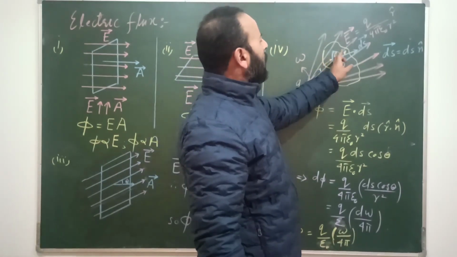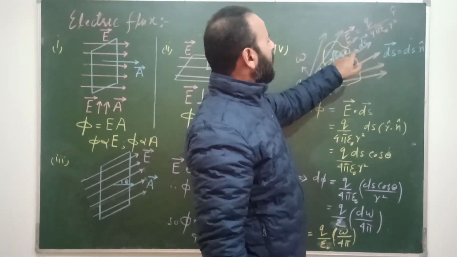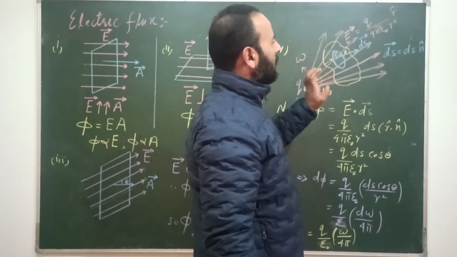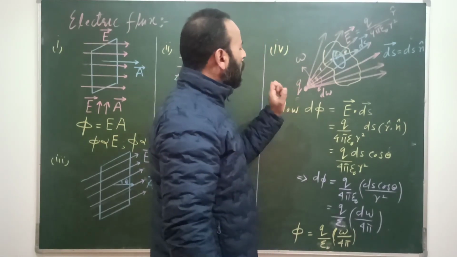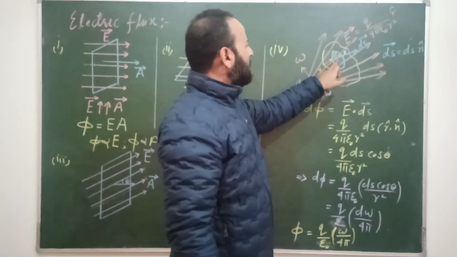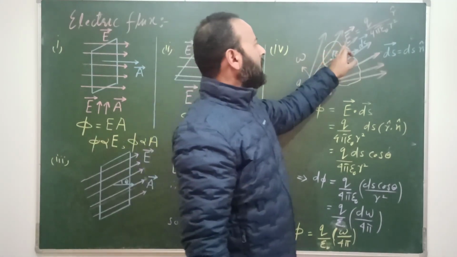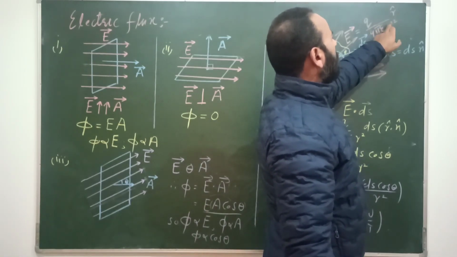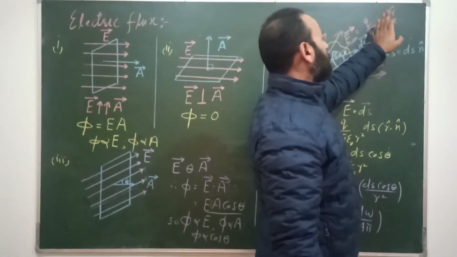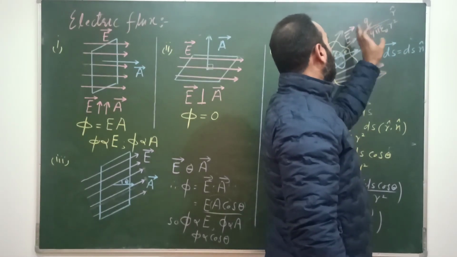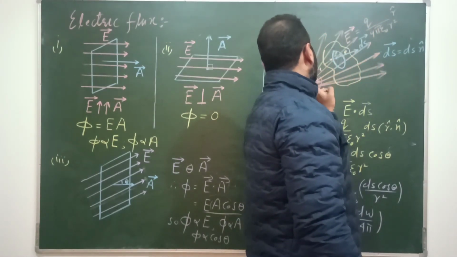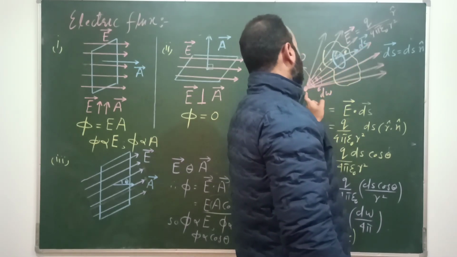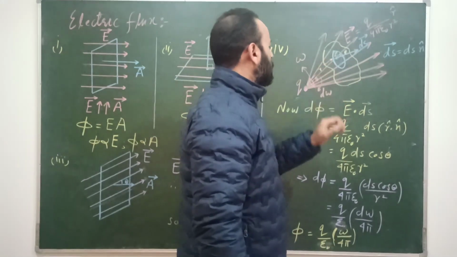Now, at this point, we see the area vector of this surface element makes an angle theta with the electric field intensity. Now, electric field intensity at a distance r from the charge is given by q by 4 pi epsilon naught r square, r cap, where r cap is the unit vector in the direction of the radius vector, along the radius from the charge q, right?